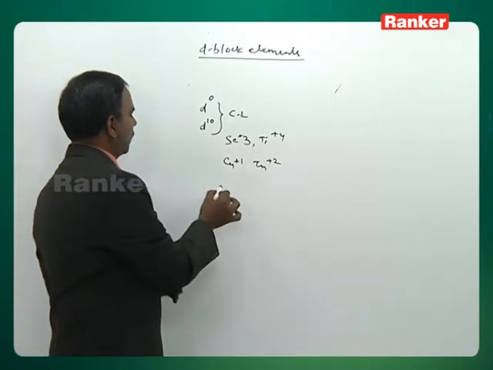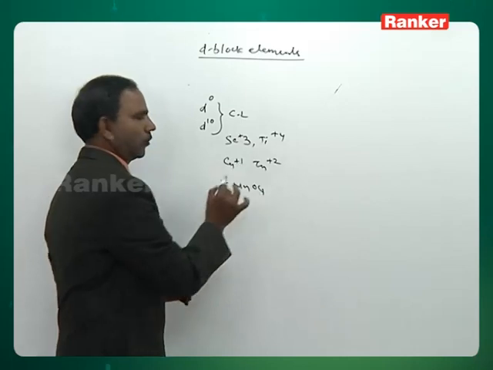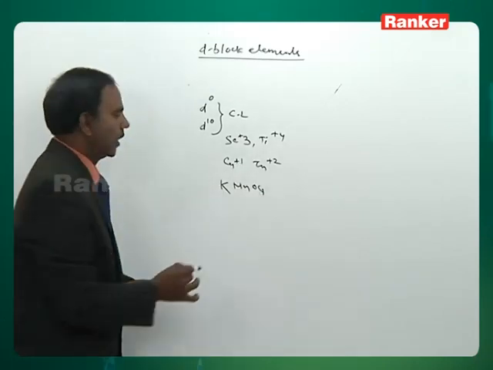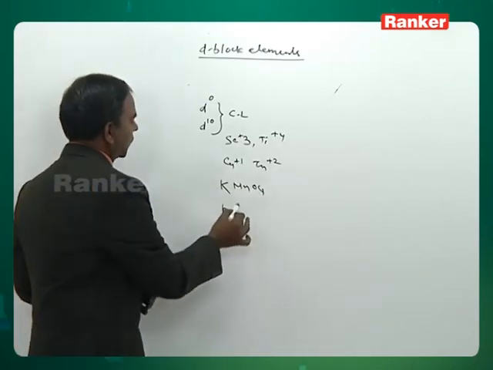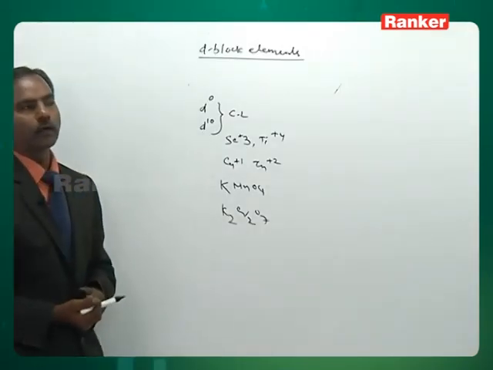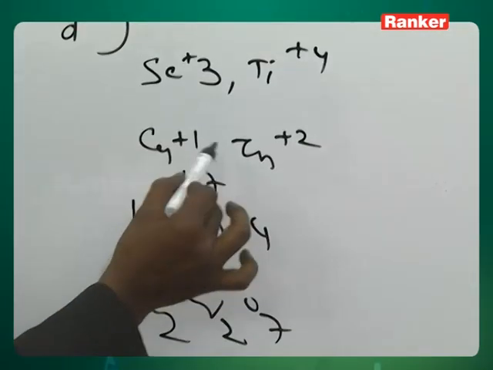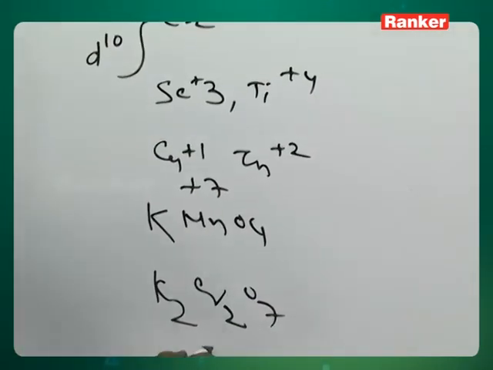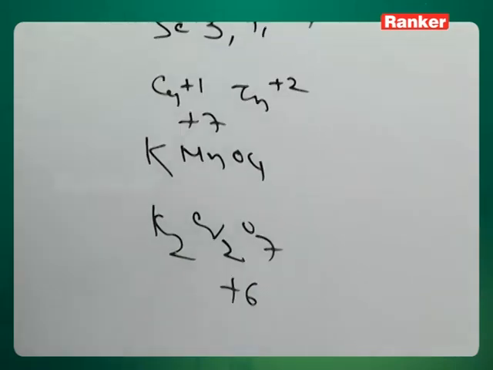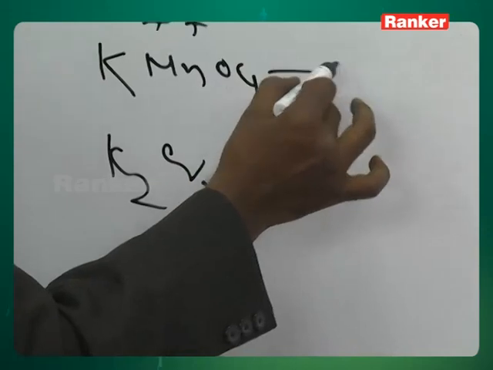But one very important thing is there in the case of KMnO4, potassium permanganate. Consider one more point, K2Cr2O7. What is the oxidation number of manganese in this? Well known to you. Manganese is what? +7. What is the oxidation number of chromium? Well known to you. It is +6. What is the electronic configuration of Mn +7?